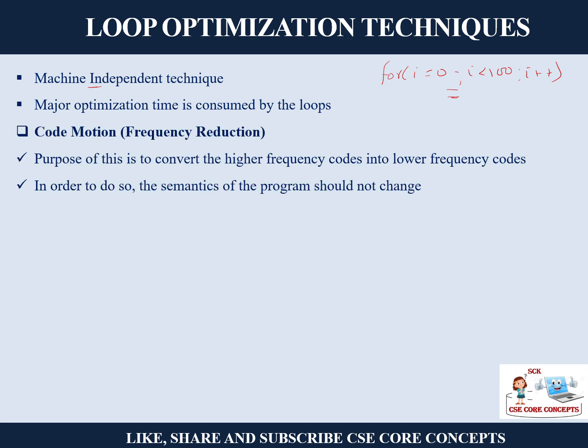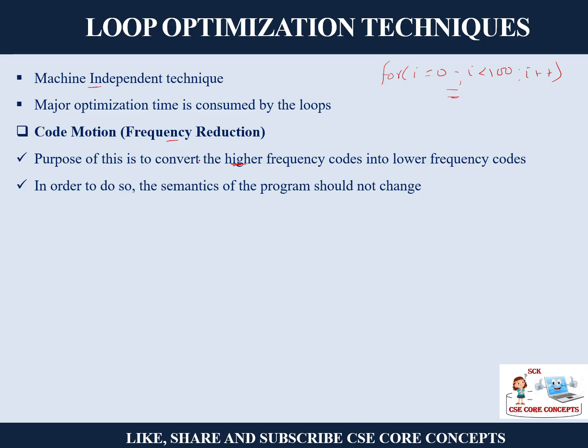There are two methods of optimizing the loop. The first one is called code motion. This method is also called frequency reduction. You have some higher frequency regions in your program, and sometimes lower frequency regions. Higher frequency regions are the portions which are working more, and lower frequency means a region which is traversed only once or twice. We are going to convert whatever is in the higher frequency region to the lower frequency region as far as possible.